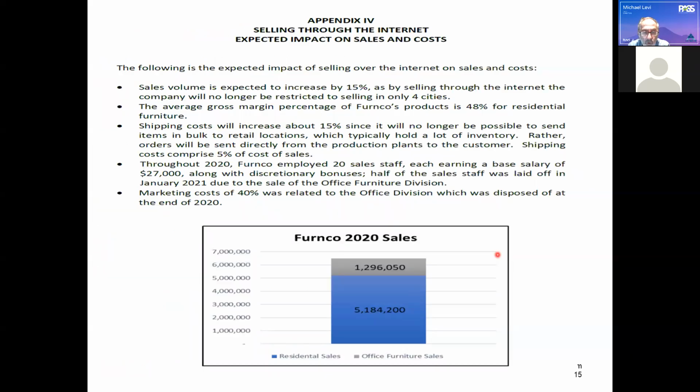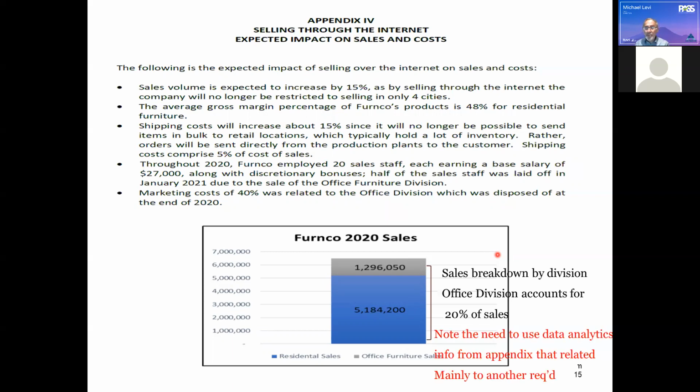When you got to Appendix 4, they gave you a breakdown between residential and office furniture sales. Now, notice that the office division sales are only 20% of sales. So I'm just noting over here the need to use data analytics information from the appendix that related mainly to another required. Let me explain what I mean by that. Many people would not have used this information for the discontinued operation because this information comes up in Appendix 4, and Appendix 4 is primarily relating to other requireds.